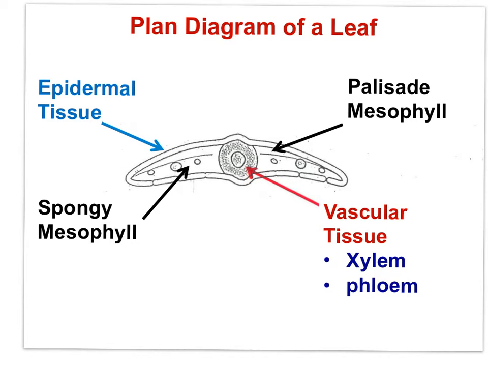The ground tissue, the middle layer, also known as the mesophyll, is divided into an upper mesophyll, an upper layer known as the palisade mesophyll, and a lower layer known as the spongy mesophyll. The cells of the ground tissue in the leaf are thin-walled and function primarily in photosynthesis.